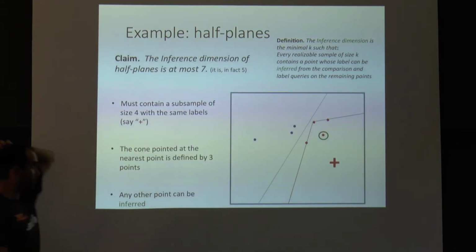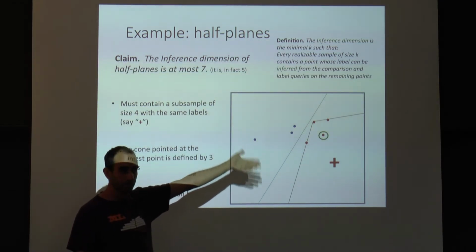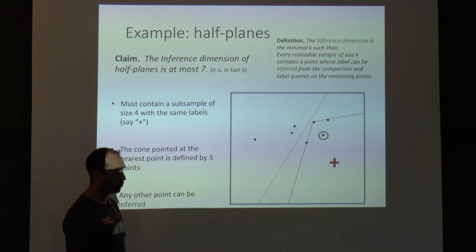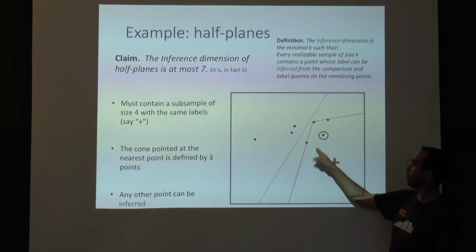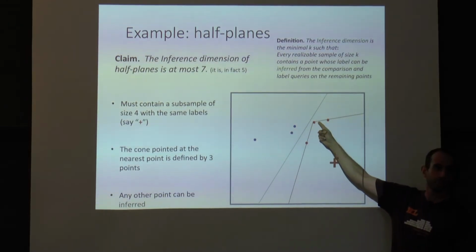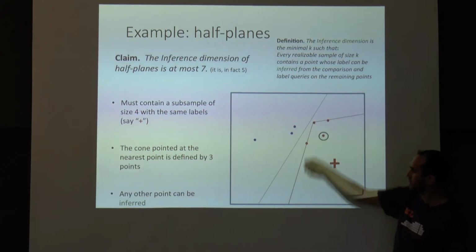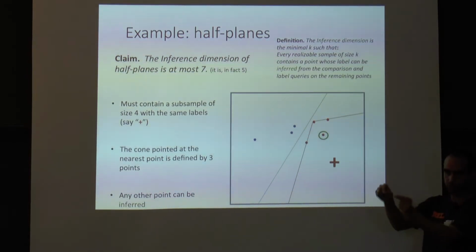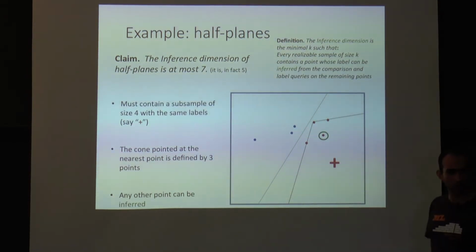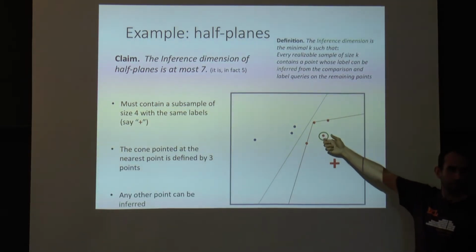So the first observation is that there must be 4 points with the same label. Okay? And then we do exactly like this algorithm that we saw. Using comparison query, we find the point that is closest to the separating line, and then again we consider this cone. We connect it with its two neighbors on the boundary of the convex hull, and extend it to a cone. And the remaining point must be inferred.